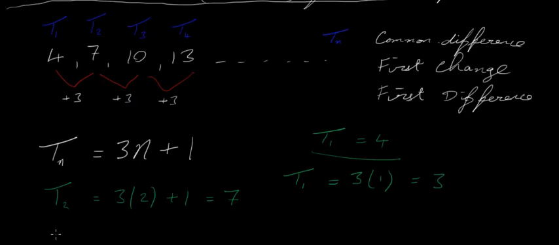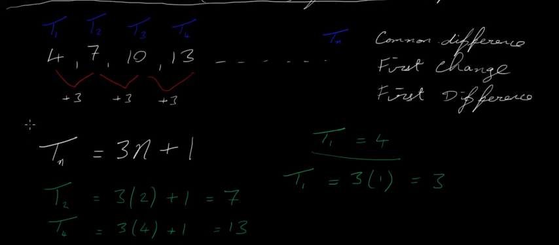I'll just do one more, just to double check. Let's say T4 here. Well, T4, using this formula here, I've changed the n to a 4, so that means I'm going to multiply 3 by 4 and add 1. Well, 3 4s will give me 12, plus 1 will give me 13. Is T4 13? Yes, it is.